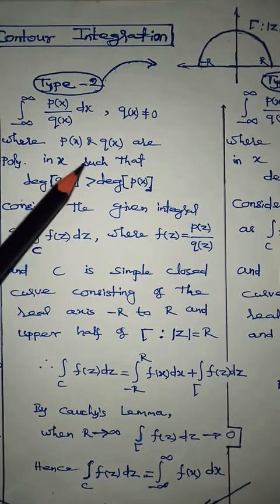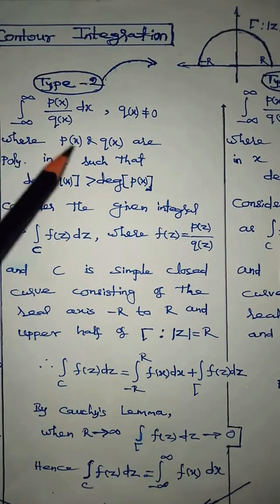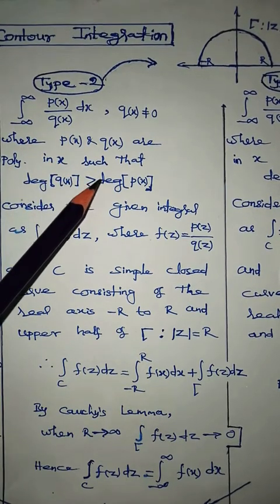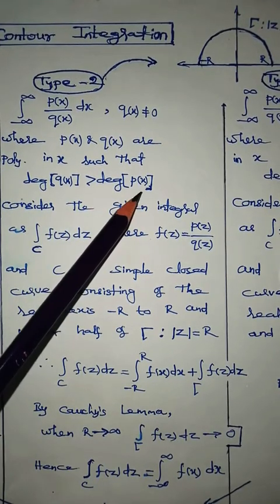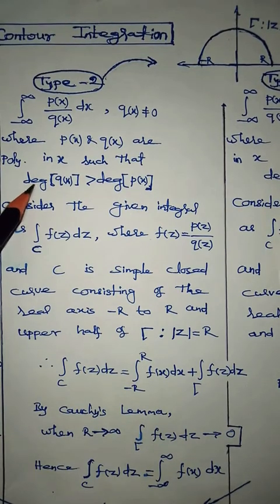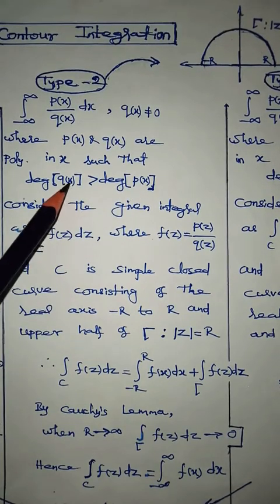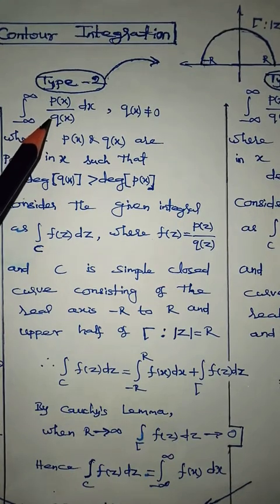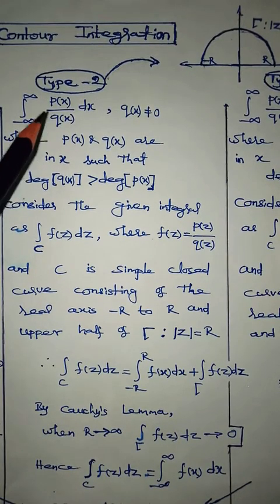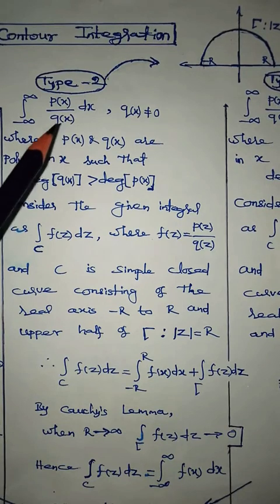Now, there is an important condition between the degree of p of x and q of x. The degree of q of x must be greater than the degree of p of x at least by 2. What is the condition? Degree of q of x greater than degree of p of x at least by 2 means if the degree of p of x is 2, the degree of q of x is minimum 4, maybe 5, 6, 7. Here at least 4 and beyond 4 also. At least 4 means 4 plus the rest of the values.